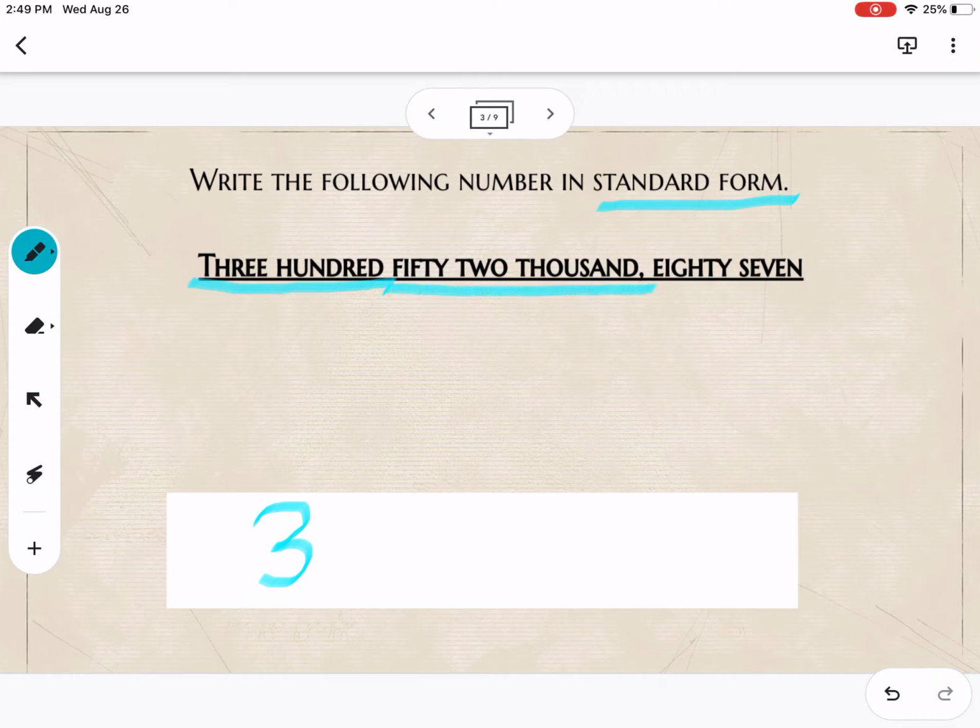352,000. So I have a 3 in the hundred thousands place. I'm going to finish off the thousands place with 52. I have a comma here, so I need to put a comma in my standard form number as well. Now I have 352,000. Perfect. Here's where it might get a little bit tricky. Next, after the thousand comma, I have 87, just 87, which means I have a 0 in my hundreds place.